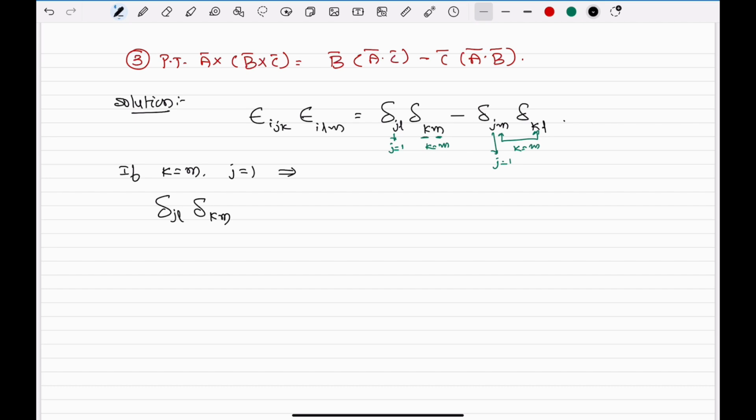It's equal to 1. You check it, it is homework for you. You check it. Similarly, this is 1.